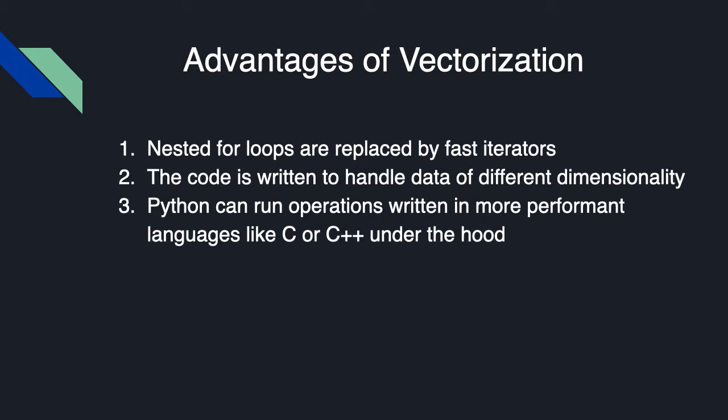The advantages of vectorization are, first of all, it replaces slow nested for loops with fast iterators. Second, the code will be structured in a way to handle data of different dimensionality. So when we add a new dimension to the data, we do not have to add another for loop in our program. And last but not least, Python can run operations written in more performant compiled languages such as C or C++ under the hood. These languages are more performant than Python because many years of research have been devoted to optimizing their compilers.